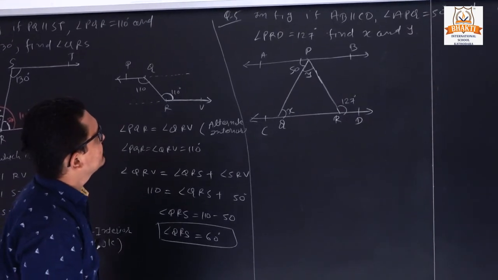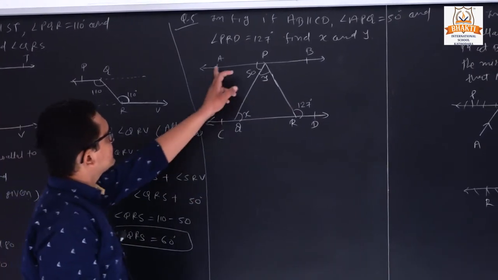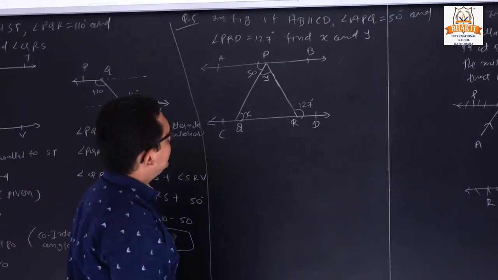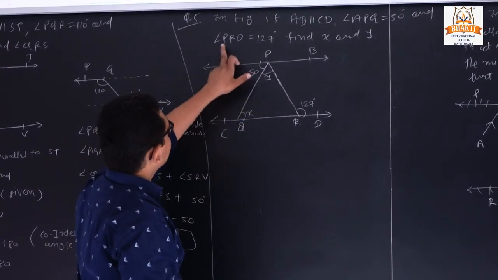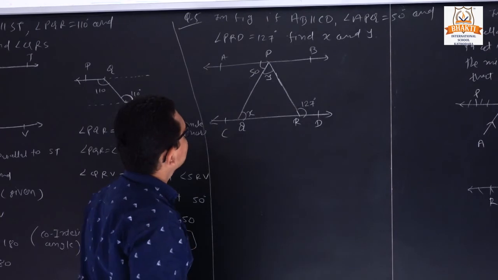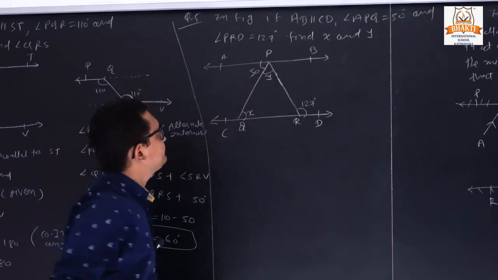Question number 5. AB is parallel to CD. So this and this line are parallel. Angle APQ is 50 degrees and angle PRD is 127. So find X and Y.